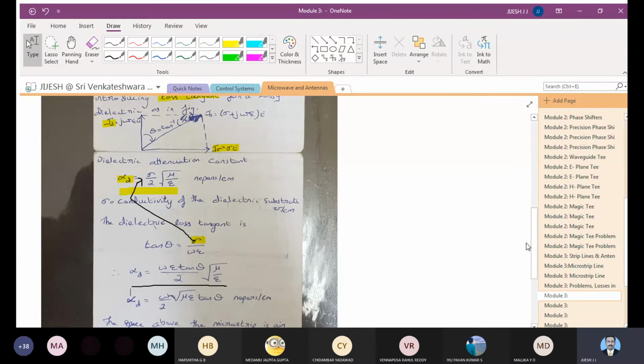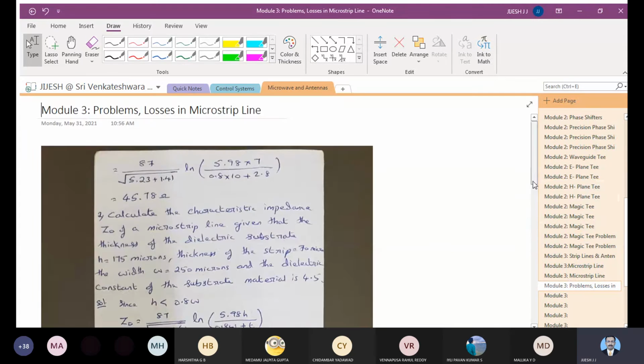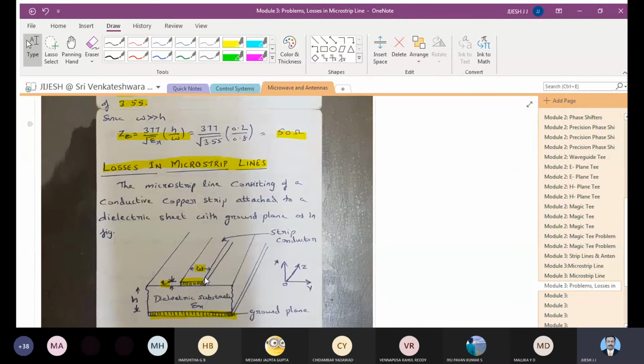So once you find out alpha D, then we'll see further how the values can be substituted. The space above the microstrip is air, as I have already explained before. If you take this conductor and take this position, you can see that this portion is the dielectric substrate, but the portion on top of it is air. So you will be having a combination of both.